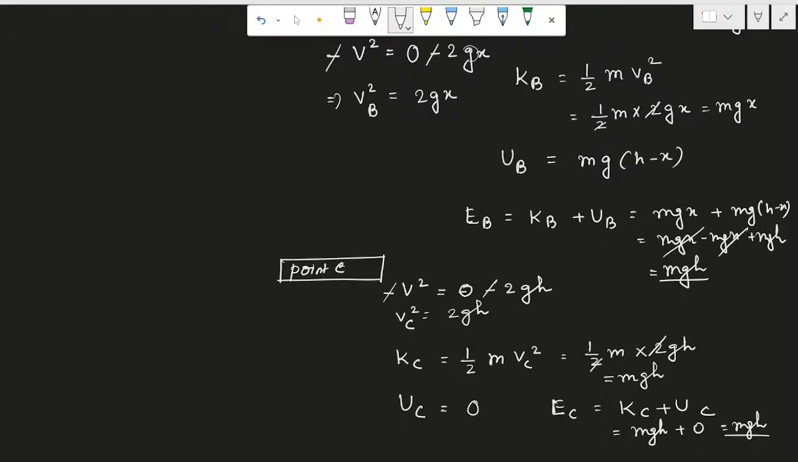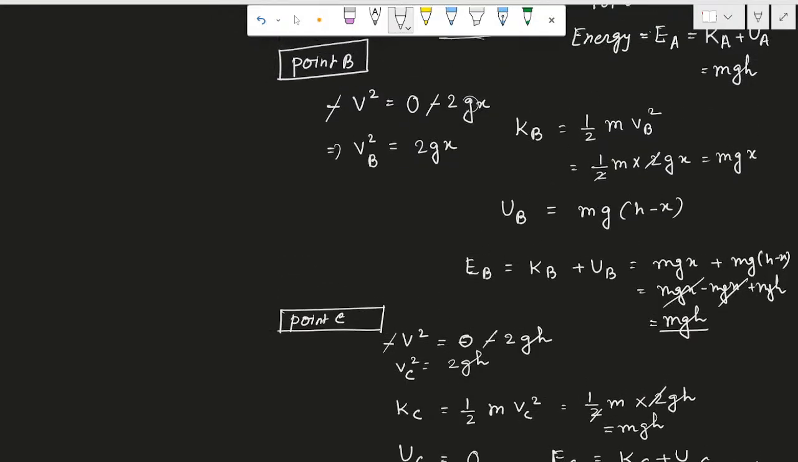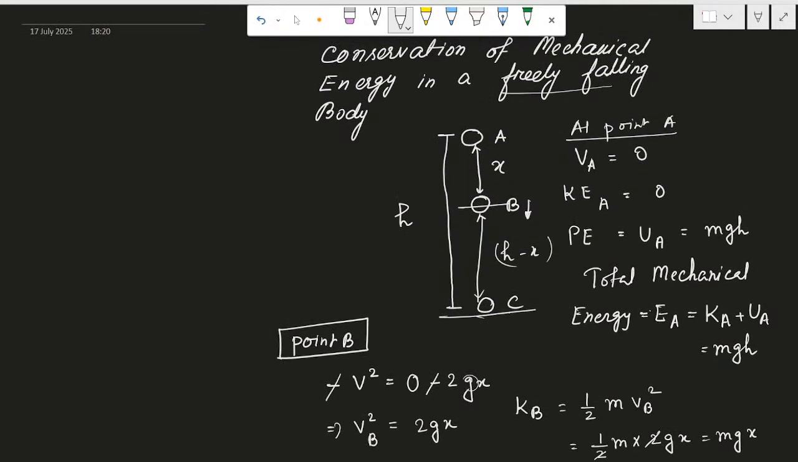Point A. Yes, I'm going to point A. See, here it is the maximum height, and it is free falling. So the initial velocity at that point is 0. So I am considering the velocity of that object at that point is 0, so the kinetic energy is 0. Potential energy is maximum, mgh. Therefore the total energy is equal to Ka plus Ua, so mgh plus 0. So that is the total energy.